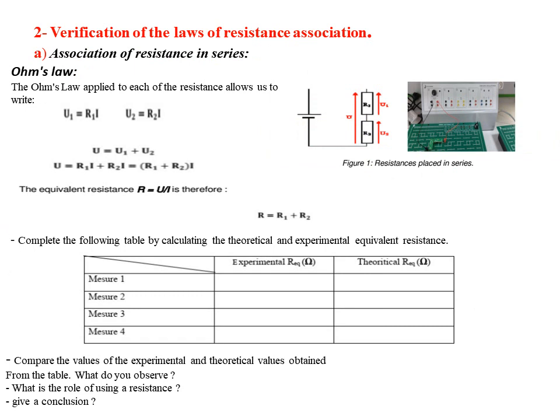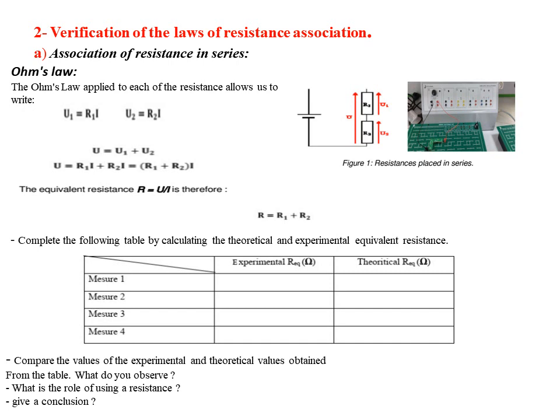Second, verification of the laws of resistance association. A. Association of resistance in series. We have Ohm's law. Ohm's law applied to each of the resistors allows us to write U1 equals R1 I and U2 equals R2 I.